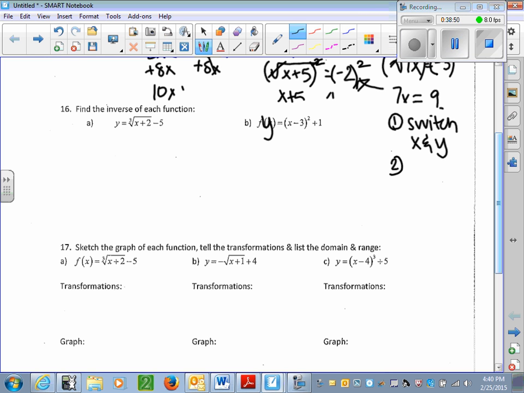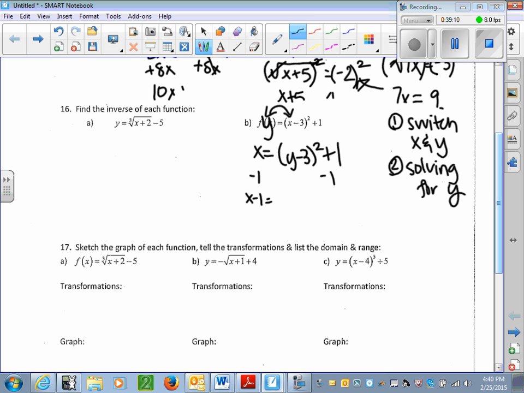And then you're solving for y. Okay? So I'm going to switch my x and my y. That gives me x equals y minus 3 squared plus 1. And then I solve back for y. So I'm going to subtract 1 from both sides. That gives me x minus 1 equals y minus 3 squared.